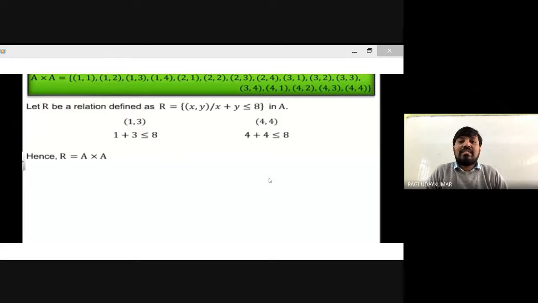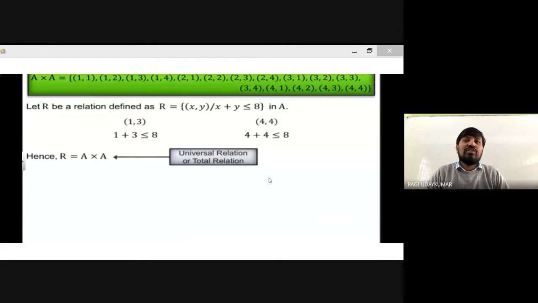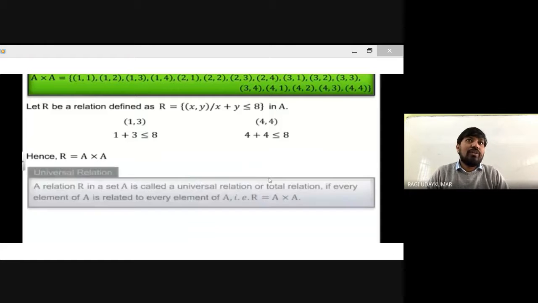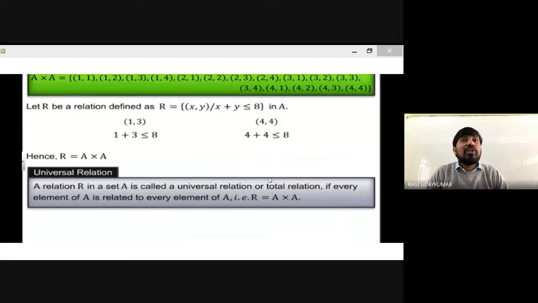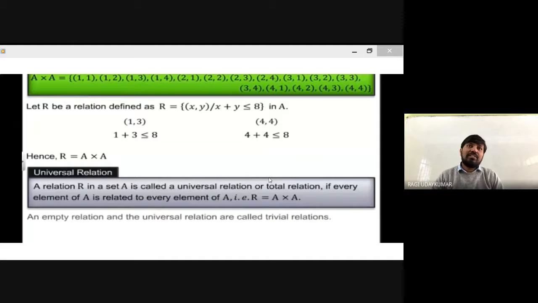So the relation is equal to A cross A, because all the elements in that set satisfy the condition of being less than or equal to 8. Any two elements you take, you will get less than or equal to 8 in A cross A. Such a relation is called a universal relation. The Cartesian product itself is called a universal relation.